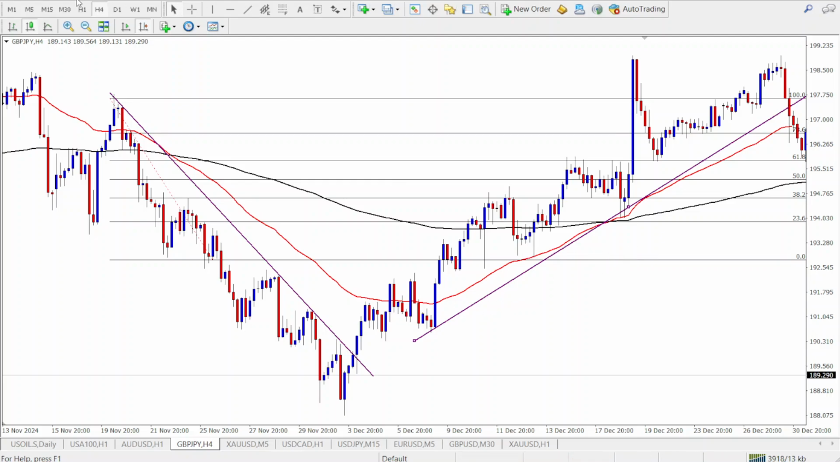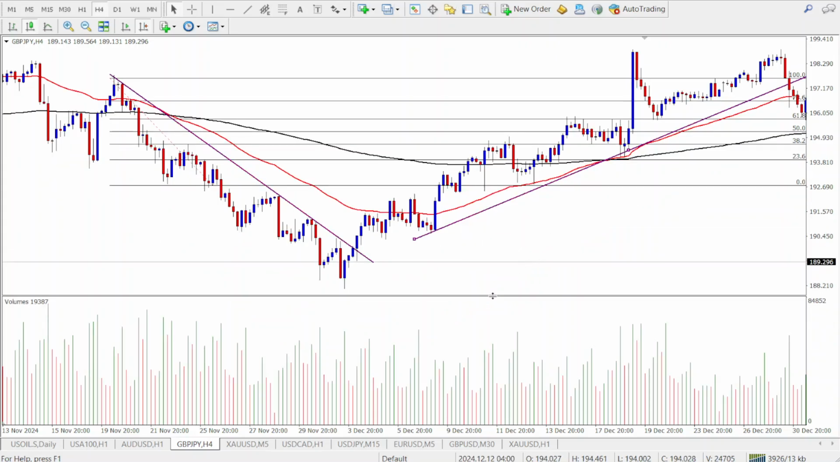And then volume confirmation is another way to confirm your pullback entry. A pullback with low volume followed by a high volume breakout signals trend continuation.